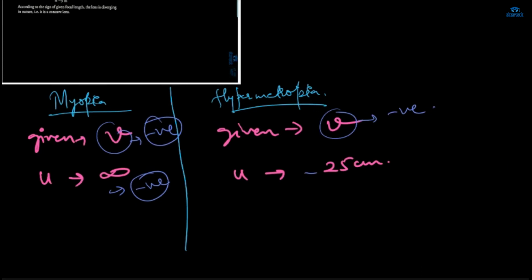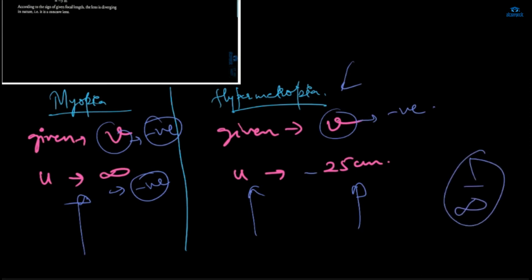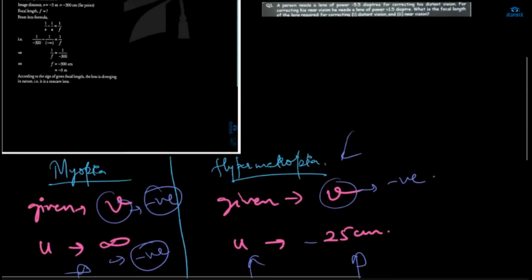So in every case, in hypermetropia also and in myopia also, v and u will be negative. For hypermetropia, u will be minus 25 centimeter, and for myopia, u will be minus infinity, okay. And if you take infinity or minus infinity, it will be 0, right, because we have to take 1 upon infinity in the question, okay. So it will be in negative, okay. Now we'll see the question.